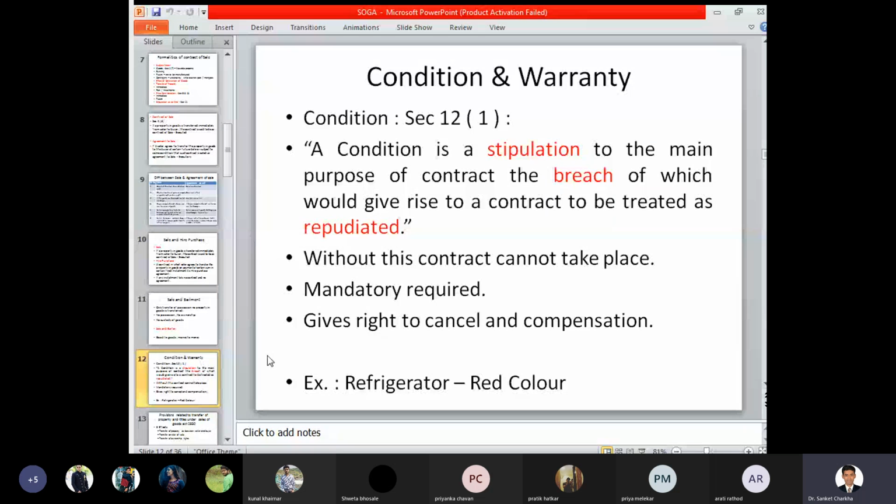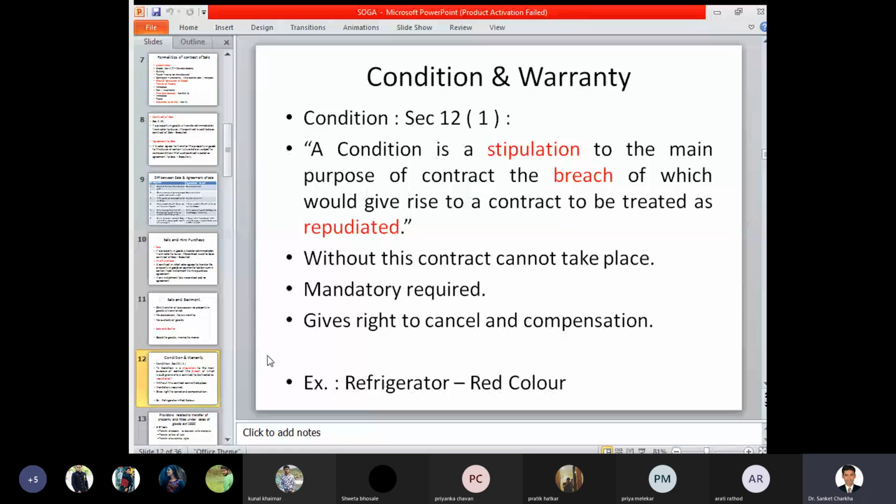So what is a condition? A condition is a stipulation. Stipulation means a compulsory, a mandate, on which the main purpose of the contract depends. So a condition is a stipulation, a certain term which is a mandate. It is compulsory to the main purpose of the contract, the breach of which would give rise to consequences. The breach is in the sense that if any of the parties to the contract is not performing their promises, whether they are committing actual breach or anticipatory breach.